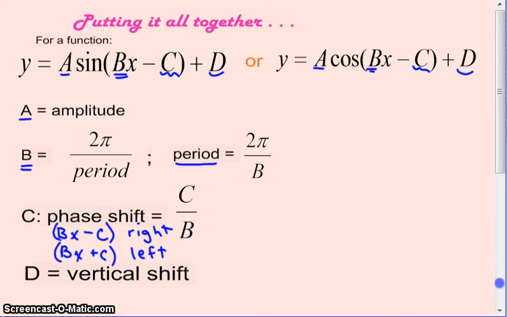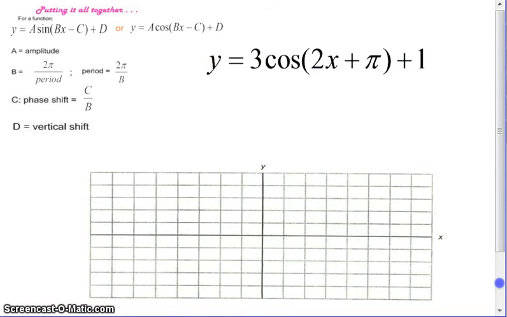The last one is this D. D is a vertical shift. If the equation says plus D, we know we're going to go up. Vertical means up and down. If we're going to do minus D, then we're going to go down. So let's put it all together into one equation. This equation has A is 3, B is 2, C is pi, don't you love it, D is 1.